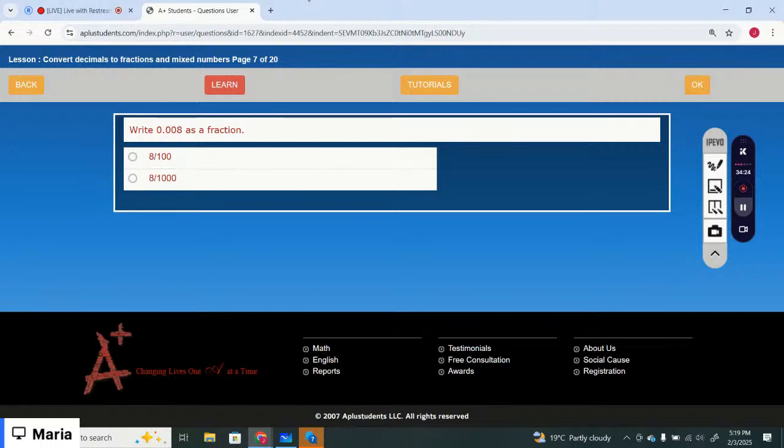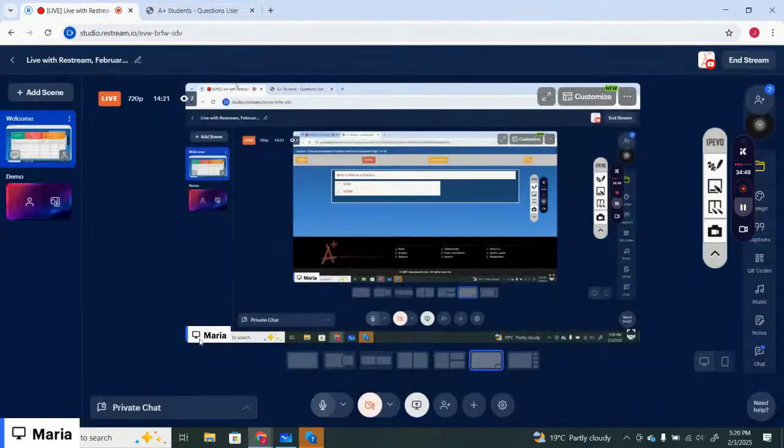Write 0.008 as a fraction. That is 8 over 1000. Option number 2 is the correct option.